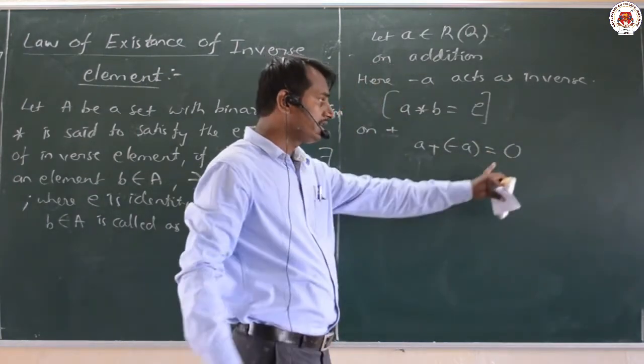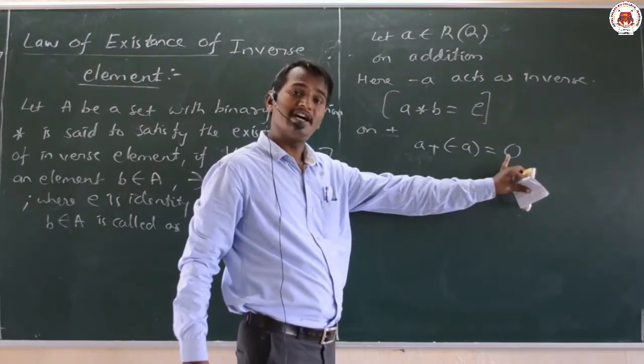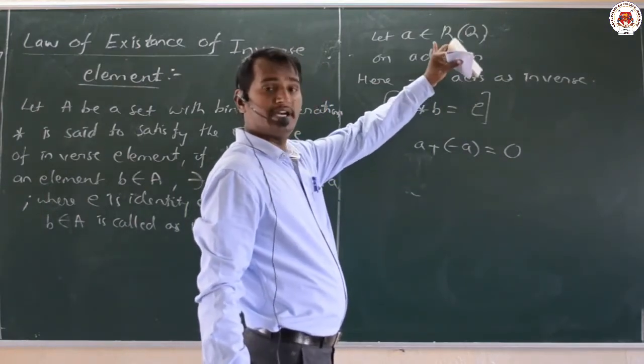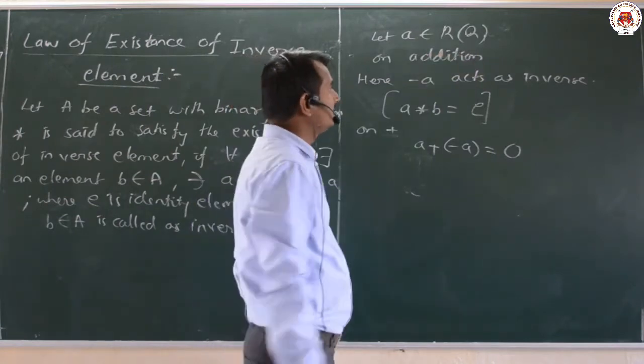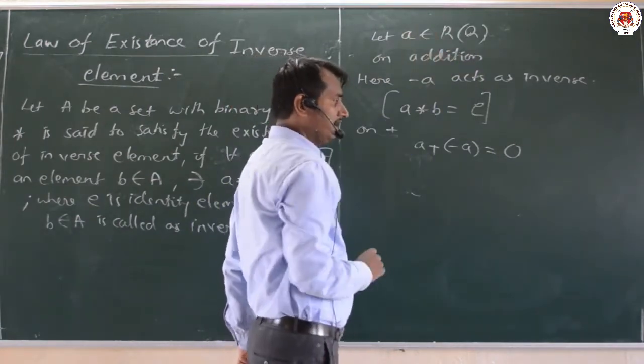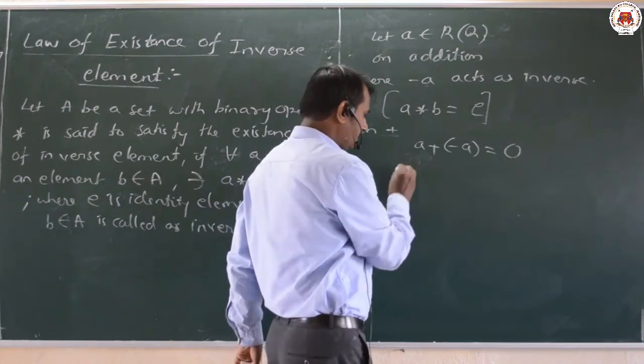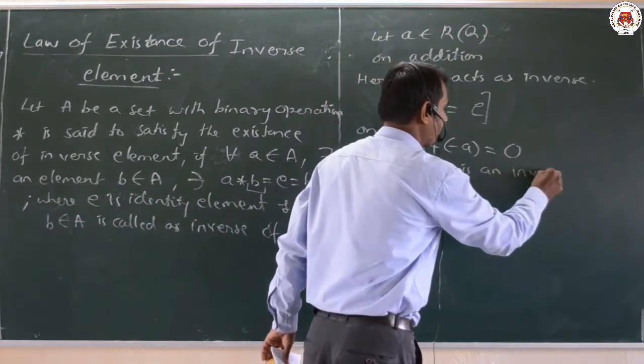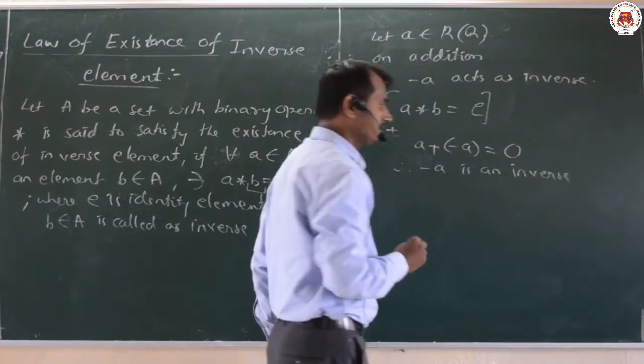Why? Because 0 previously acts as the identity element for the binary operation addition defined on the set of all real numbers or rational numbers. Therefore minus A is an inverse.